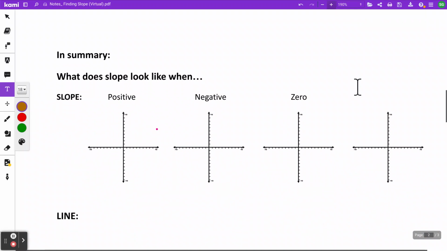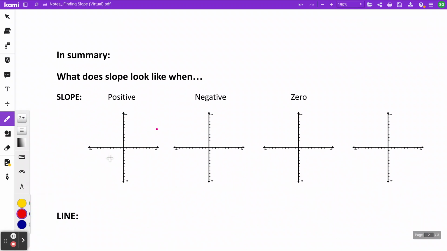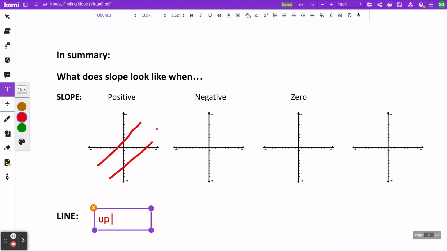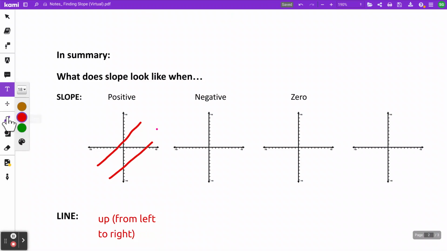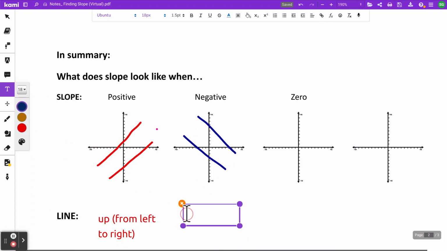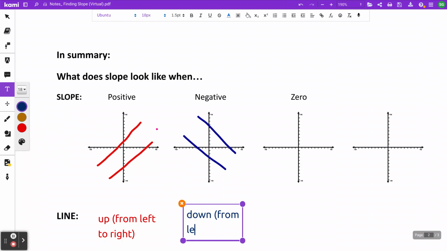So in summary, if you are working with a positive slope, that means your line would look something like this. It doesn't matter where I put it on the graph. I can put it here, I can put it down here, but it means that the line you are graphing is going up. And remember, that's always from left to right. It goes up. Similarly, if your slope is negative, it means from left to right, your graph would look something like this. It means from left to right, your line is going down. And again, I'm just going to write from left to right.